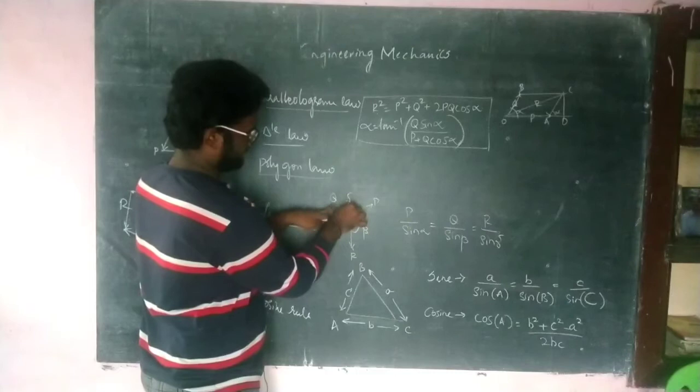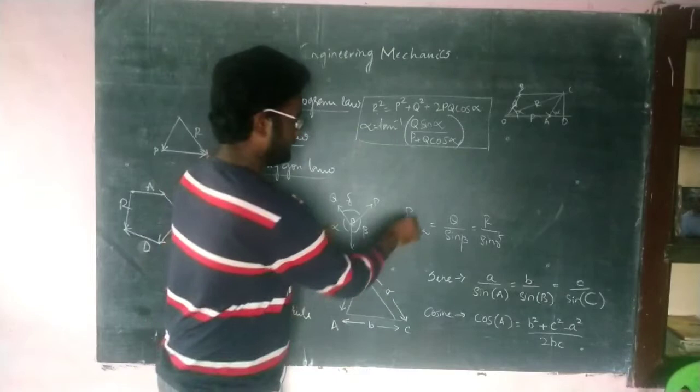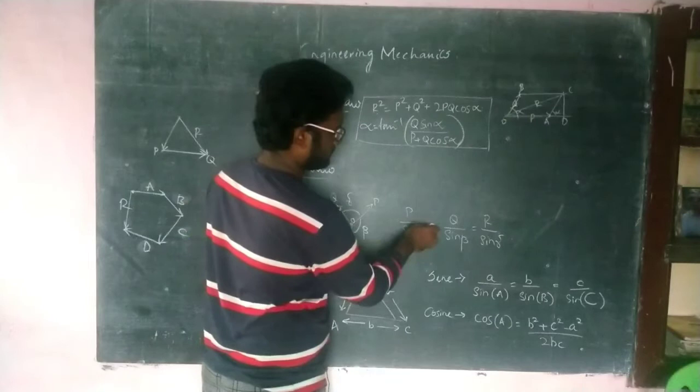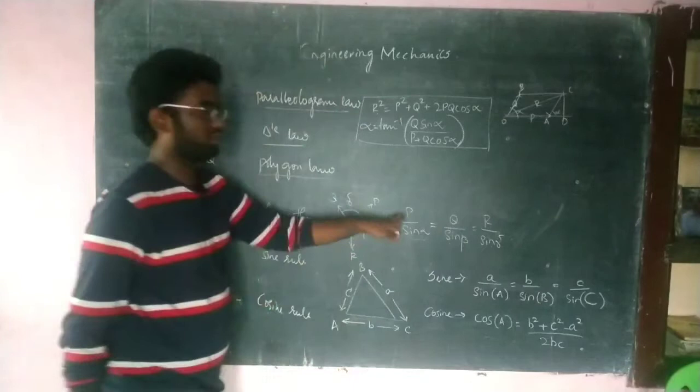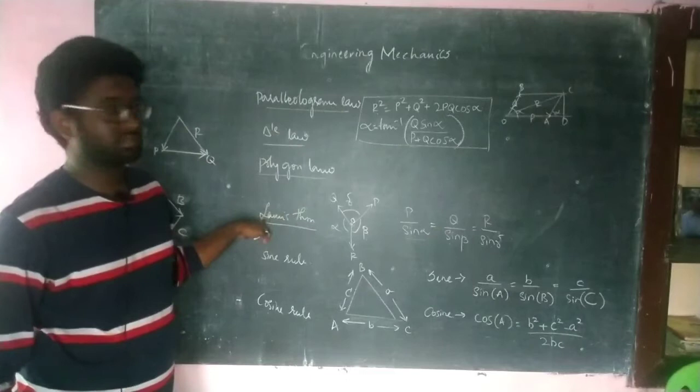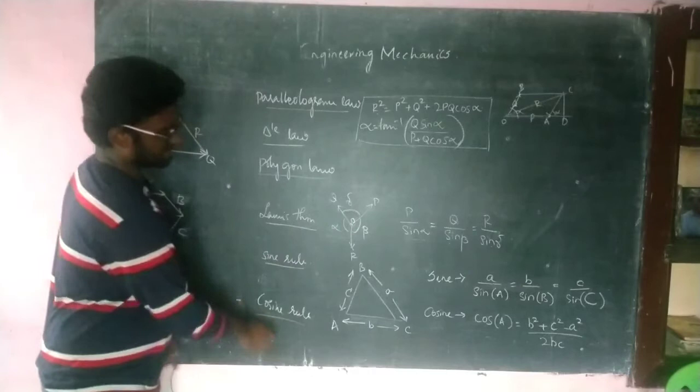and R is alpha. So this means opposite to P, what is the angle? Alpha. So P divided by sine alpha is equal to Q divided by sine beta, since opposite of Q is beta. Opposite of R is what? Gamma. So R divided by sine gamma. That is Lami's theorem. In order to solve the cable related problems in this chapter, you'll have to learn Lami's theorem. It is very important.